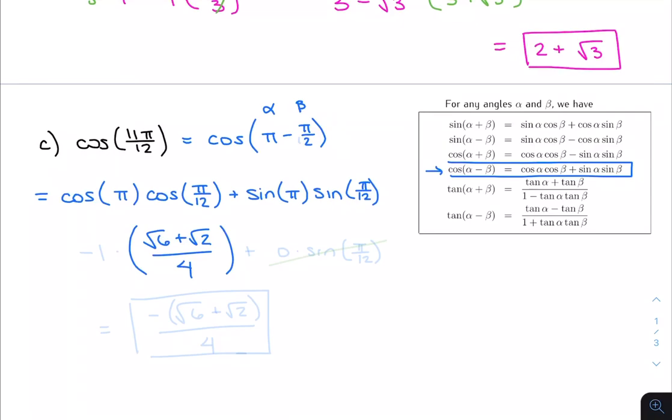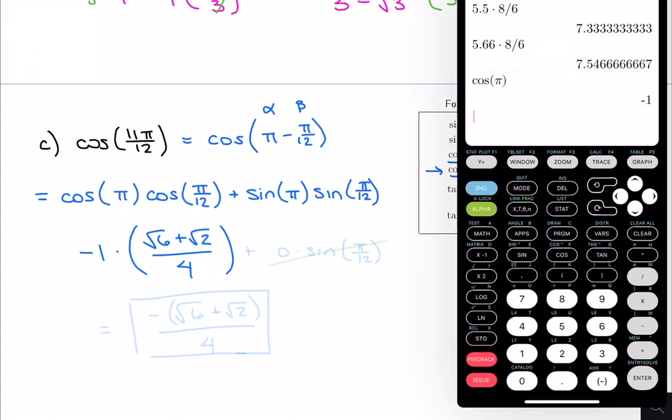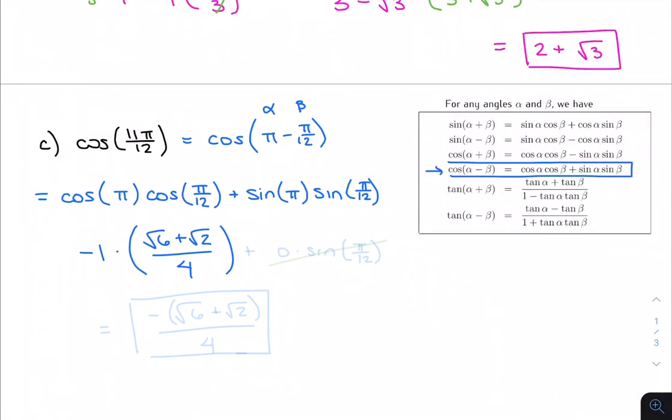So if we let alpha be pi and beta be pi over 12, we would get that this is cosine of pi times cosine of pi over 12 plus sine of pi times sine of pi over 12. So we can just go ahead and evaluate each of these. And cosine of pi, if you guys don't remember what cosine of pi is, you can always use your calculator and plug it in. Just make sure that it's in radian form. So cosine of pi is negative 1, and times cosine of pi over 12. We had previously evaluated this before in the previous example. So that was the square root of 6 plus the square root of 2 over 4.